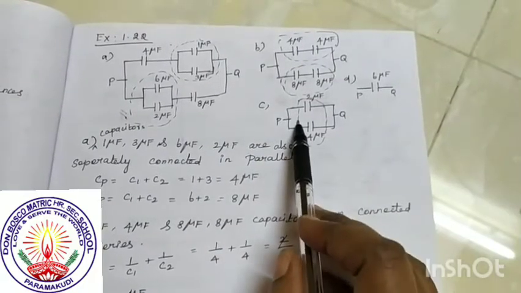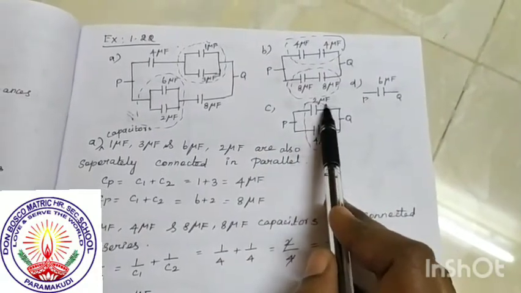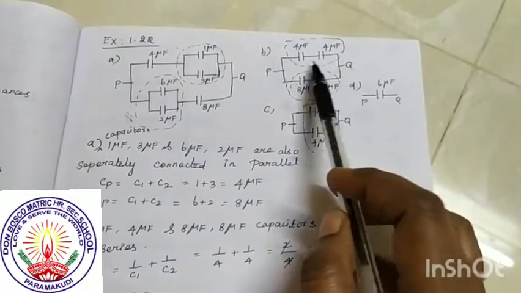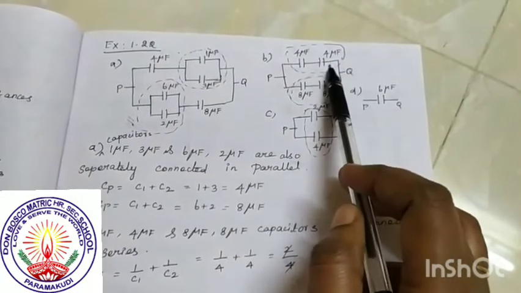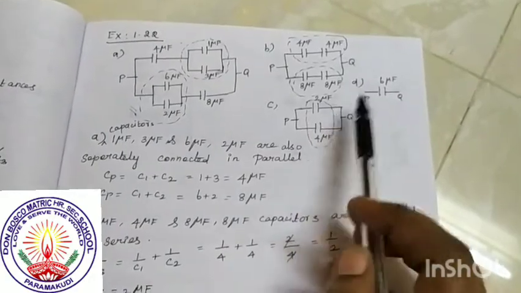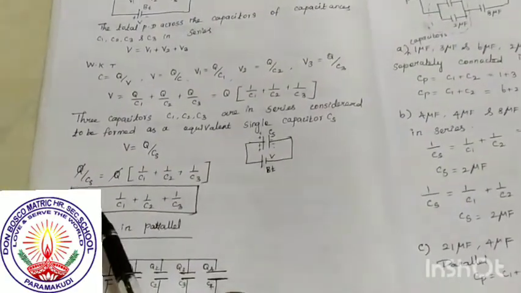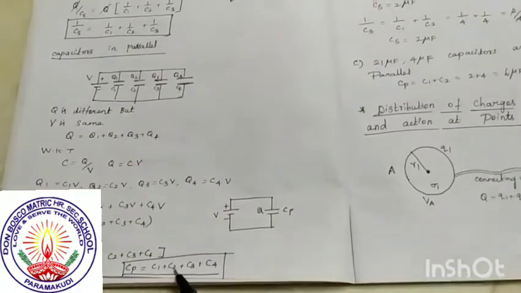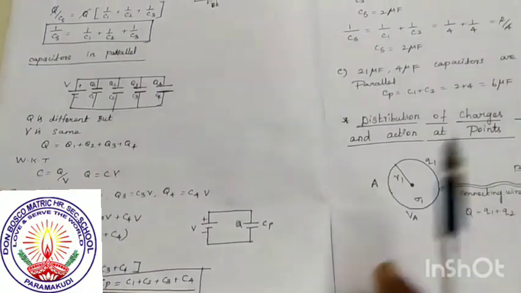And the third diagram has a capacitance of 2 microfarad. This is the series connection. So what is the formula? Series and parallel. Series means 1 by C1 plus 1 by C2 plus 1 by C3. Parallel means C1 plus C2 plus C3 plus C4. So we have to use these terms.